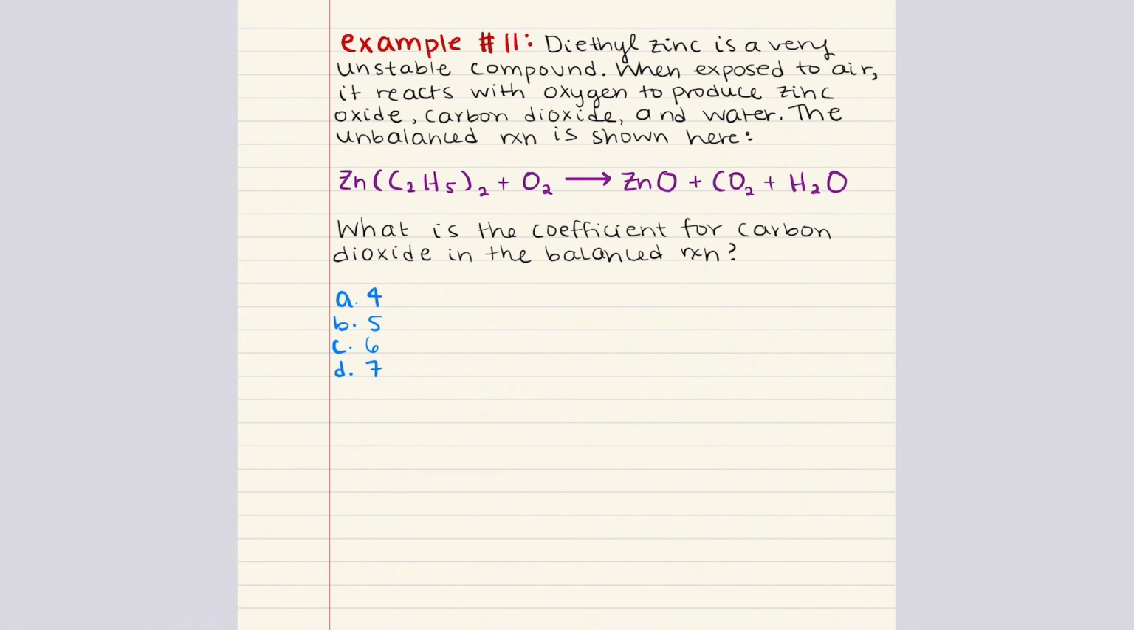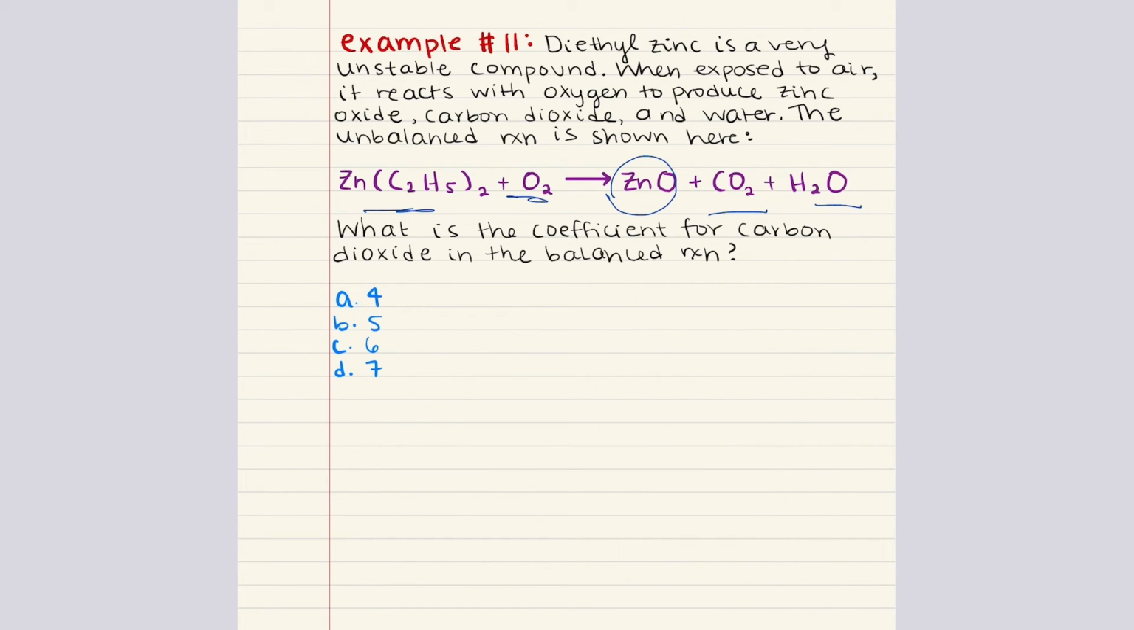Problem 11 asks, diethyl zinc is a very unstable compound. When exposed to air, it reacts with oxygen to produce zinc oxide, carbon dioxide, and water. The unbalanced reaction is shown here. What is the coefficient for carbon dioxide in the balanced reaction? All right, so let's go ahead and begin to balance this reaction.